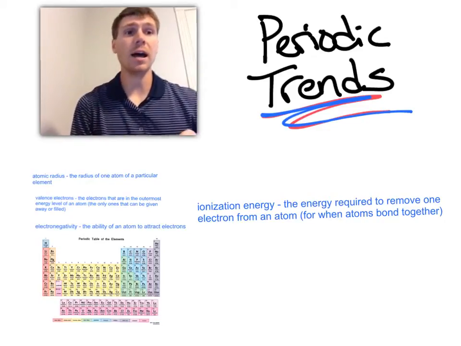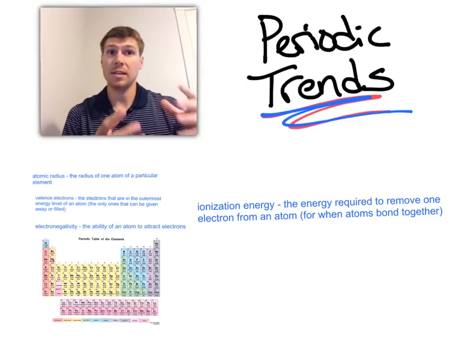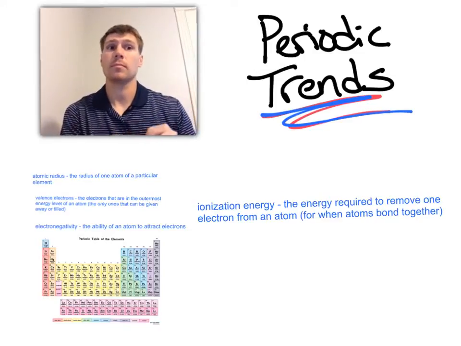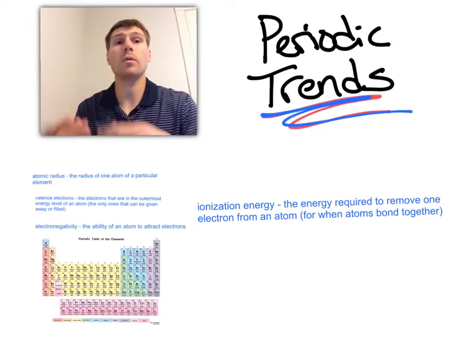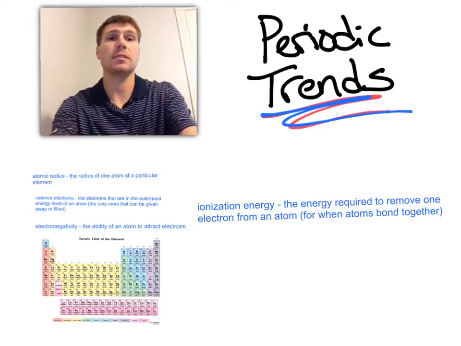Things with really high ionization energy, it takes a lot for them to get an electron. Things with really low ionization energy, they give them away really easily, and so things bond very, very easily.